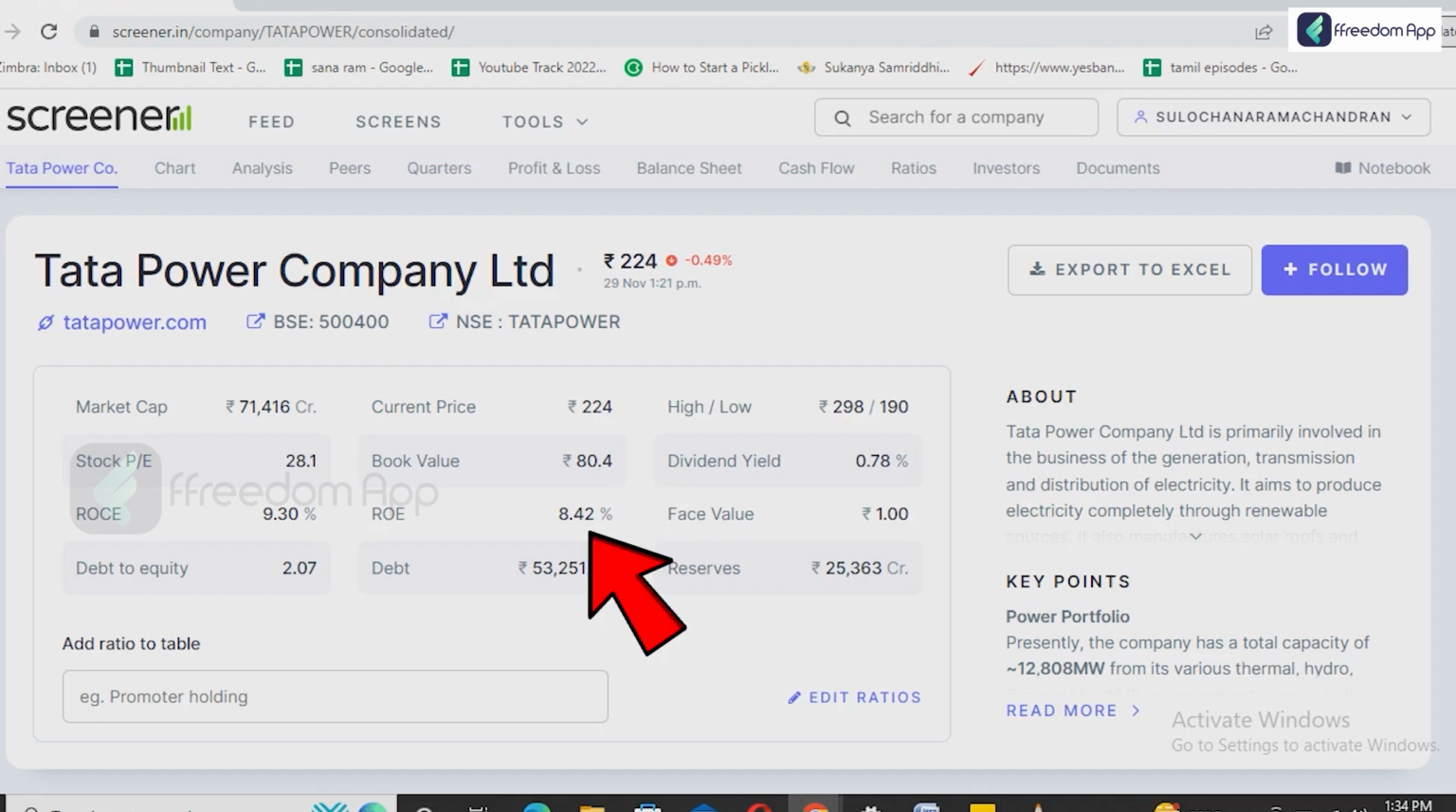So next what we are going to see is ROE, which is return on equity. Normally these companies offer shares to the public and get money out of it, correct? So if they are using it the right way and making profit out of it, this will be more.